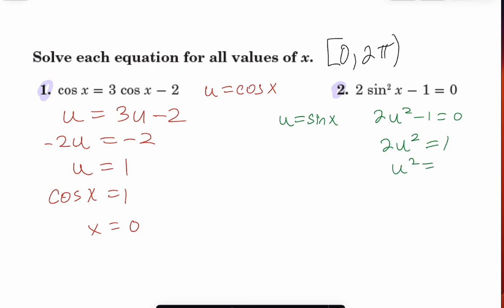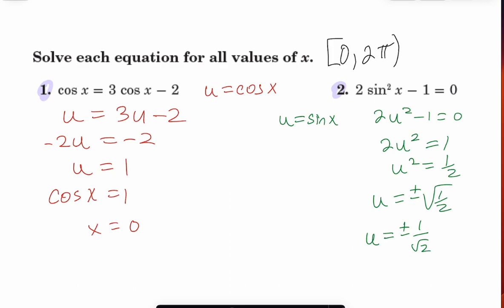divide by 2, and what are we going to do to get rid of the square? We're going to square root. Now what do we have to put in front of the square root symbol? Plus or minus. Now let's talk about how we square root a fraction. To square root a fraction, you want to square root the top and square root the bottom.